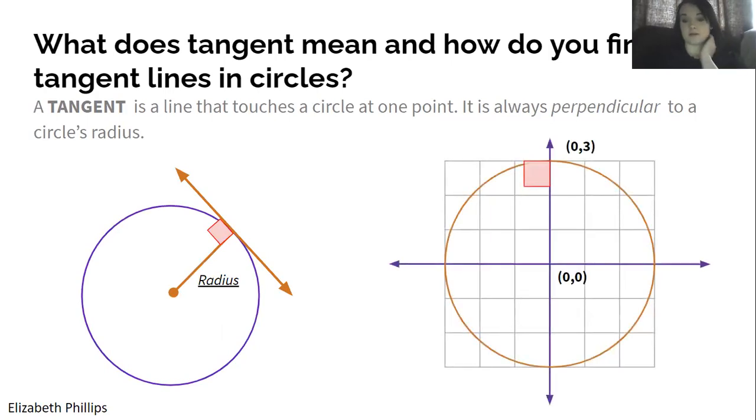Again, I have a circle to the right. It has points 0, 0 for its center and 0, 3 for the edge of it. Based off of these points, we know that the radius is going to be 3. And if we look right here at our green line that just popped up, it hits that circle right at that point. If you'll notice, based on that red square right there, it creates a 90-degree angle with the radius, which means it is perpendicular, and it also only hits that circle at one point, therefore it is going to be tangent to the circle.